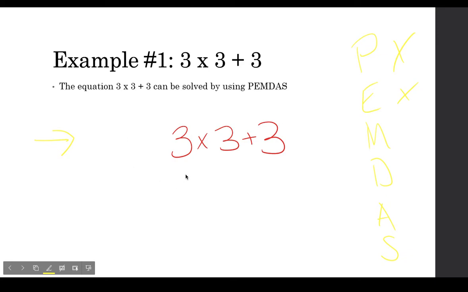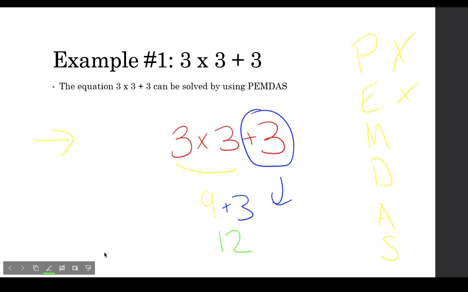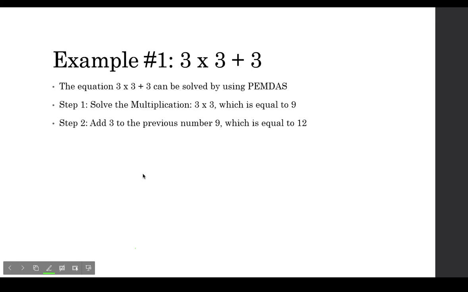I think we do. So let's solve 3 times 3, which is 9. And then let's move on to addition and subtraction. So we've got this plus 3, so let's bring this down. 9 plus 3. And our final answer is going to be 12. Now, let's check this. Answer 12. So let's check this. Solve the multiplication. We did that, and we added 3 to 9, which we got from doing the multiplication, and so our answer was 12.